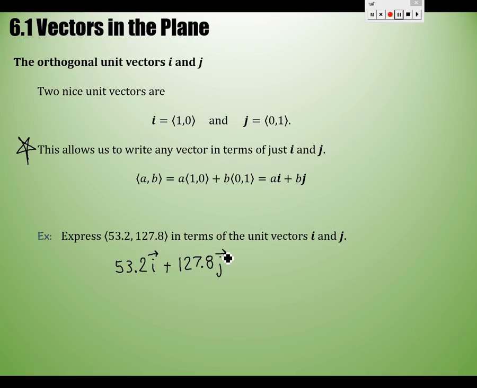So I, J, K, everyone will know what those vectors are. Sometimes in a physics class, you'll write them this way: I hat, J hat. I don't know why physicists like hats, but there you go.